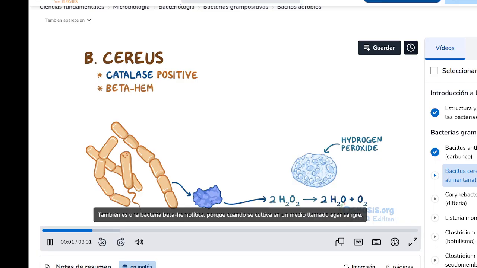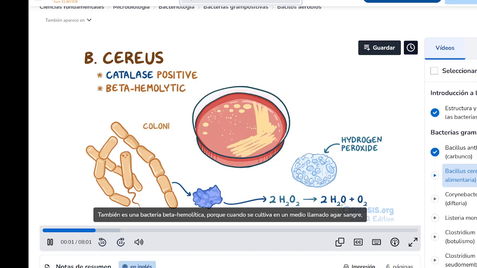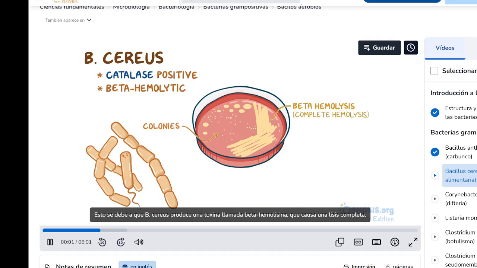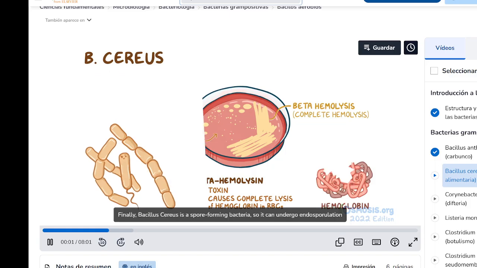It's also a beta hemolytic bacteria, because when cultivated on a medium called blood agar, B. cereus colonies cause beta hemolysis, also called complete hemolysis. That's because B. cereus makes a toxin called beta hemolysin that causes complete lysis of the hemoglobin in the red blood cells, making the blood agar change color from red to transparent yellow around the colonies.